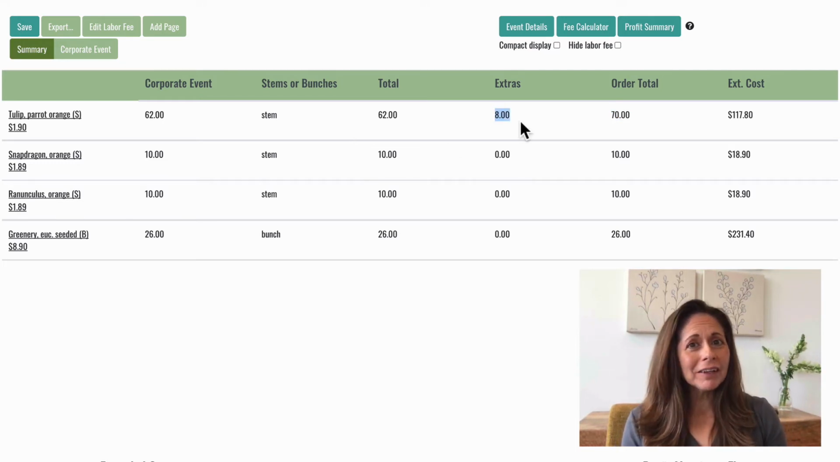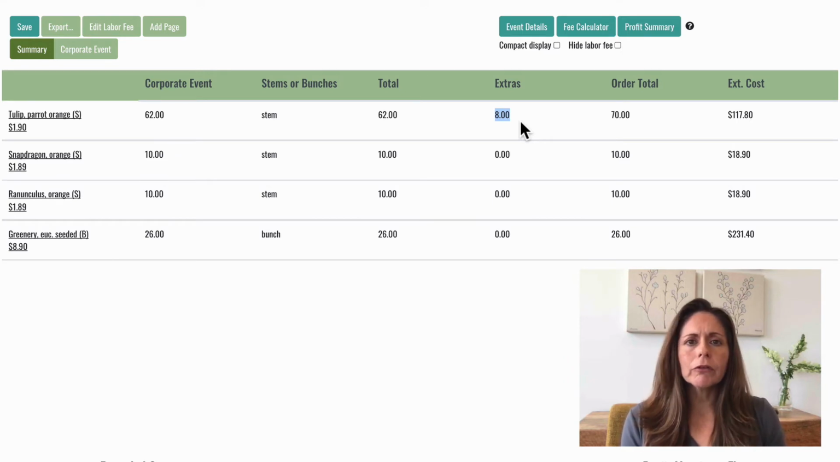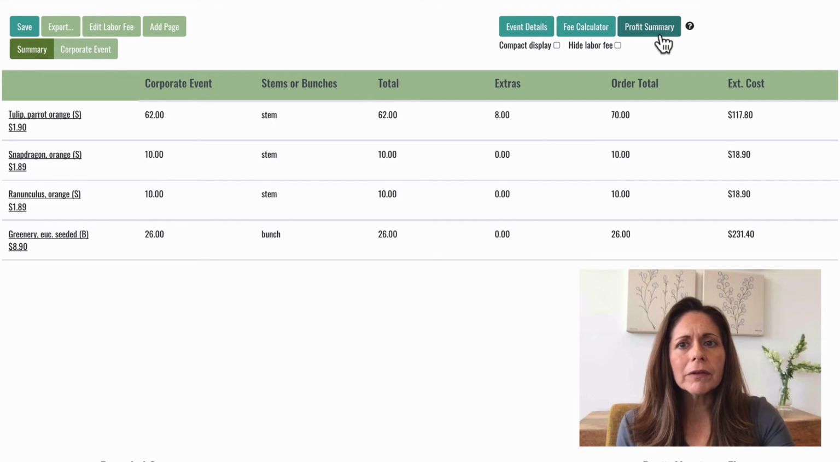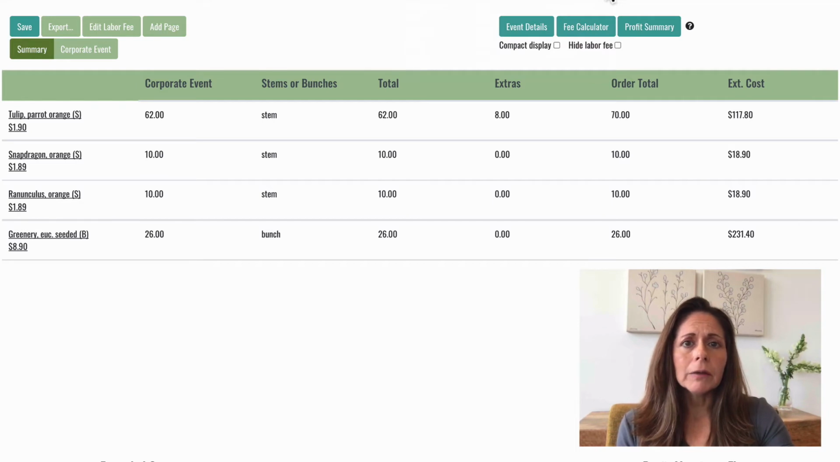And out of 70 tulips, probably I feel like more than one bunch might break, more than one bunch might not be reliable. They might be a little moldy. And so I know that that's my experience with parrot tulips, and I want to make sure that I have enough. So I'm looking at my profit summary, and I can see that I have 76% profit margin. So I'm making more than I need in profit margin, but I'm not sure I'm going to have enough product.